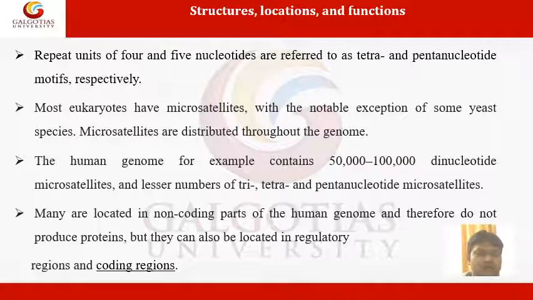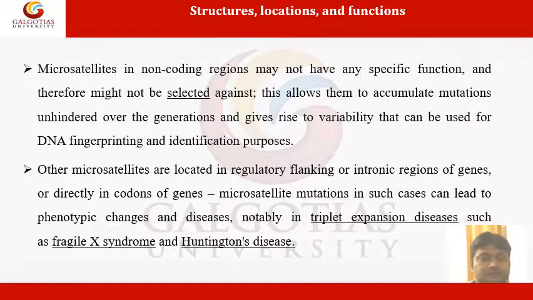Many are located in the non-coding parts of the human genome and therefore do not produce proteins. Microsatellites in non-coding regions may not have any specific functions and therefore might not be selected against. This allows them to accumulate mutations unhindered over the generations and gives rise to variability which can be used for DNA fingerprinting and for identity purposes.